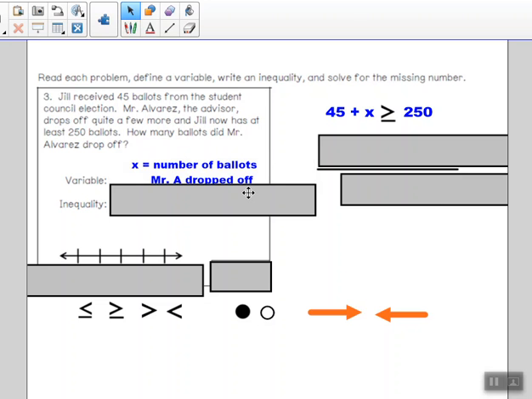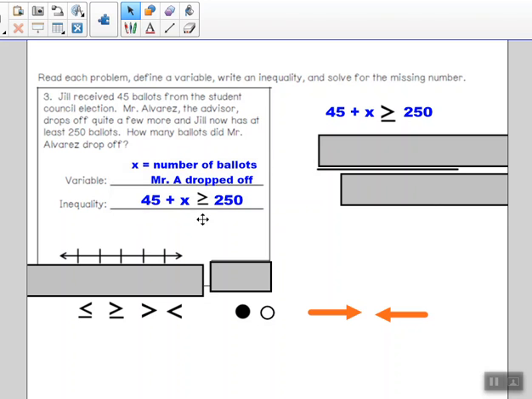Now, in our inequality, we really have this going on right here. She already had 45. Mr. Alvarez dropped off a bunch more, and all we know is that they now have at least 250. So we want to use this symbol because how many she has now is more than 250, or it might even be equal to 250. So that is our inequality.